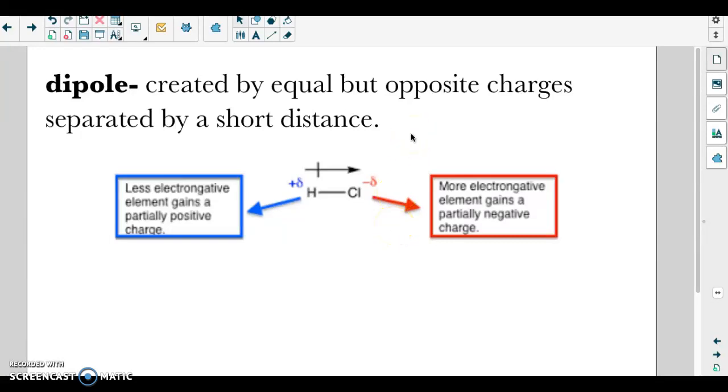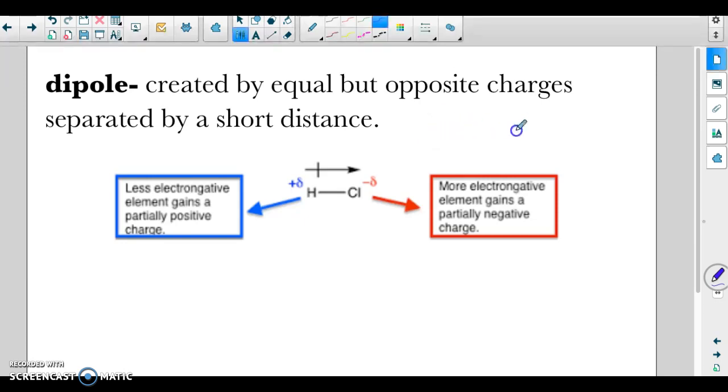Okay, I wanted to show or talk to you guys about dipoles and molecular polarity today. A dipole is when you have a small distance and then you have opposite charges that are separated. In chemistry, we show a dipole with an arrow, and the arrow is always going to point to the element that has higher electronegativity.